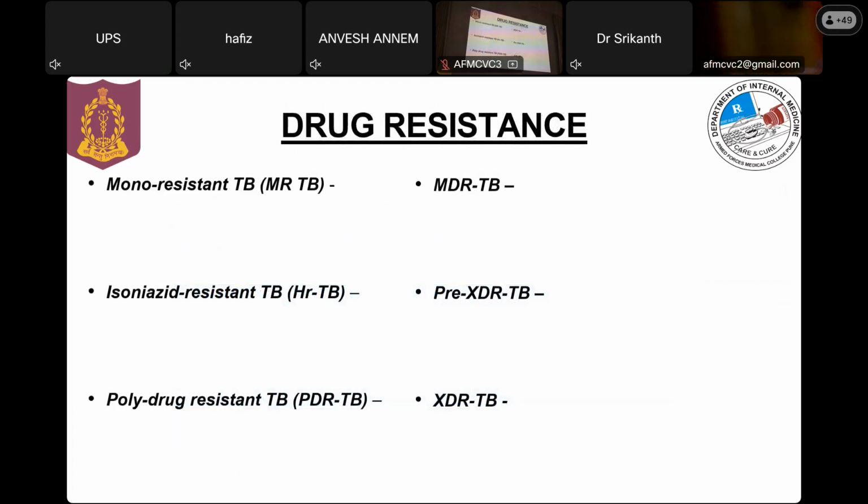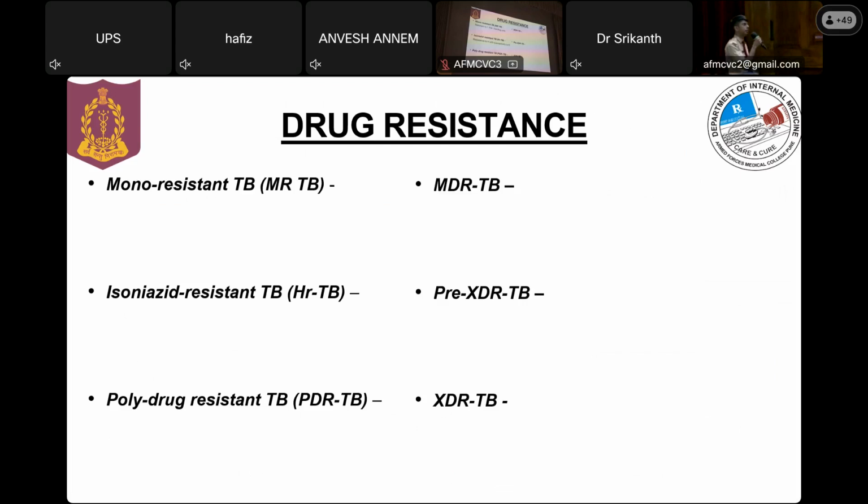Again, any undergraduates can take over this question. Monoresistant TB, isoniazid resistant TB, polydrug resistance. Just give a one-line definition. So monoresistant is when it is resistant to any first line drug. Isoniazid resistant is when it is resistant to isoniazid. Polydrug is when it is resistant to any two first line drugs, but not isoniazid and rifampicin together.